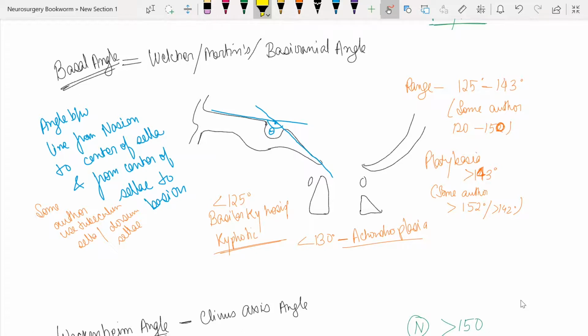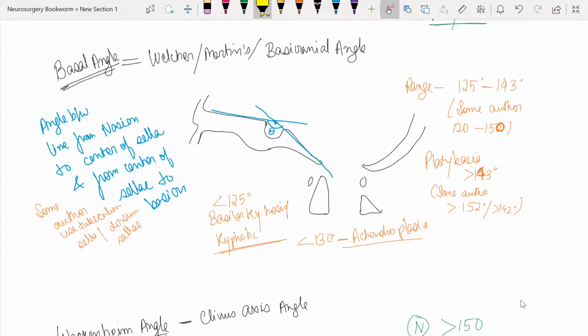Some authors say that the first line is drawn from Nasion to tuberculum Sellae and then from tuberculum Sellae to Basion, and some other authors say that the first line is drawn from Nasion to dorsum Sellae and then the second line is drawn from dorsum Sellae to Basion. But most of the articles and books have given it to be the center of Sella.